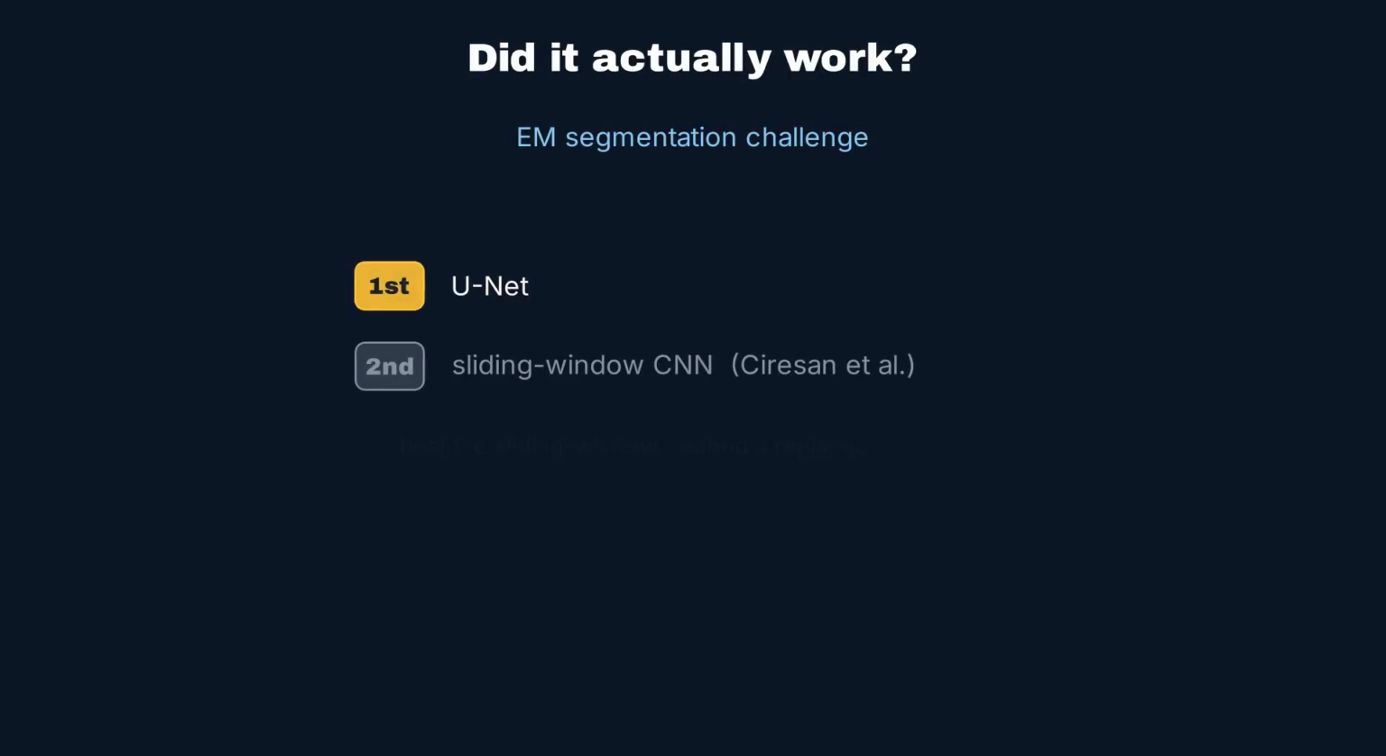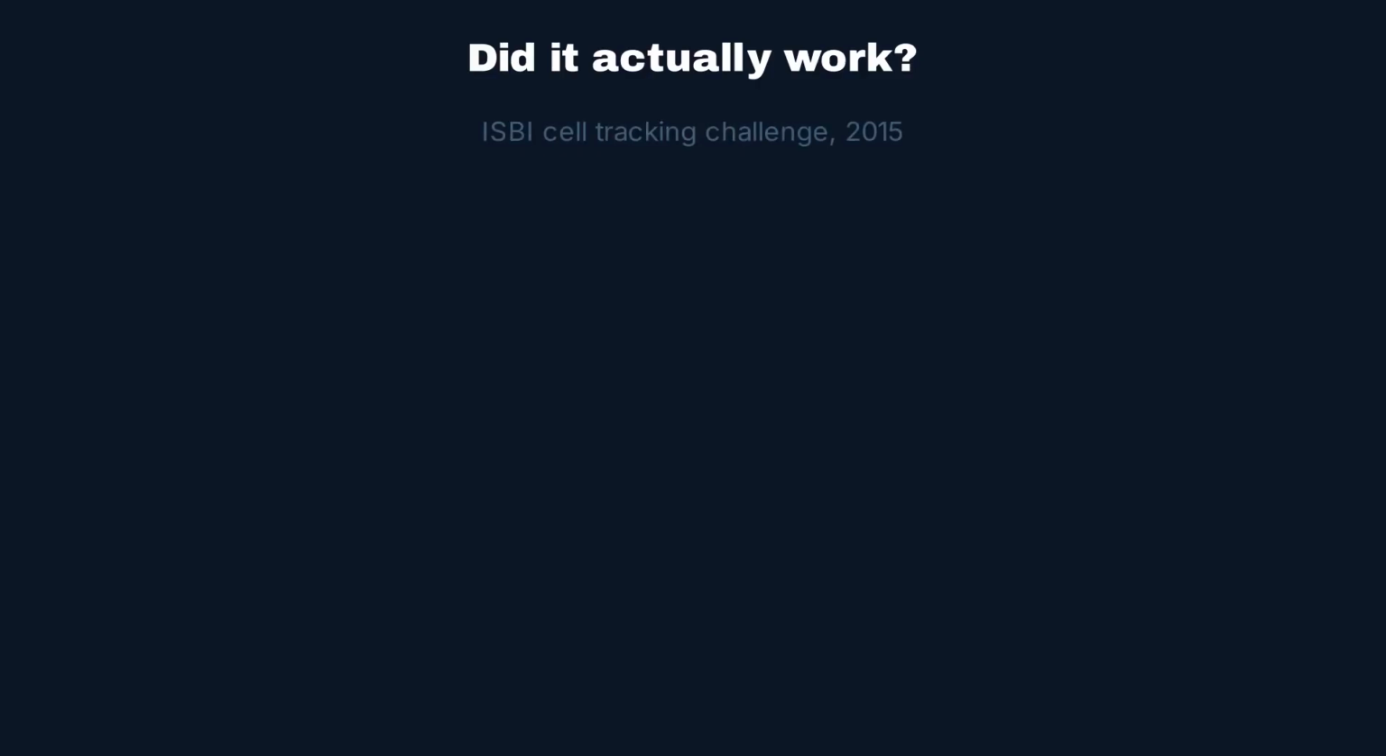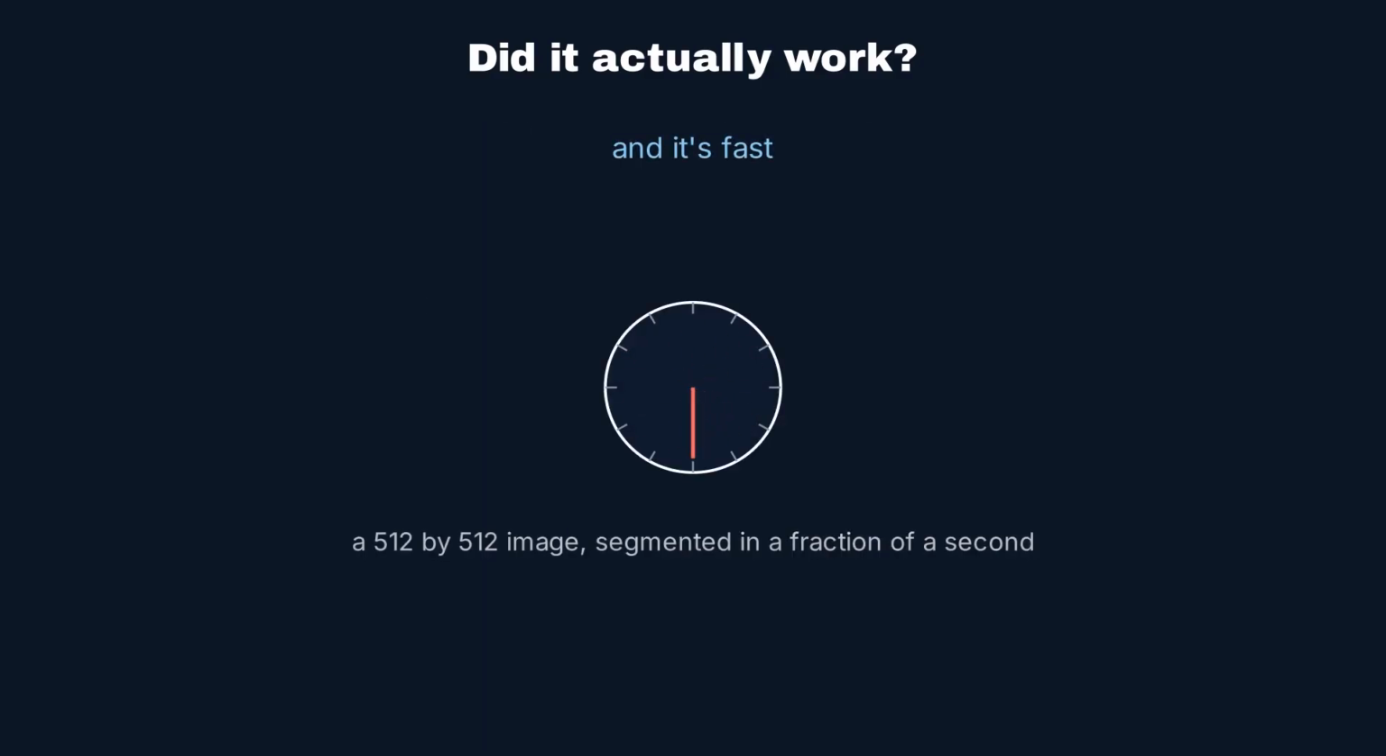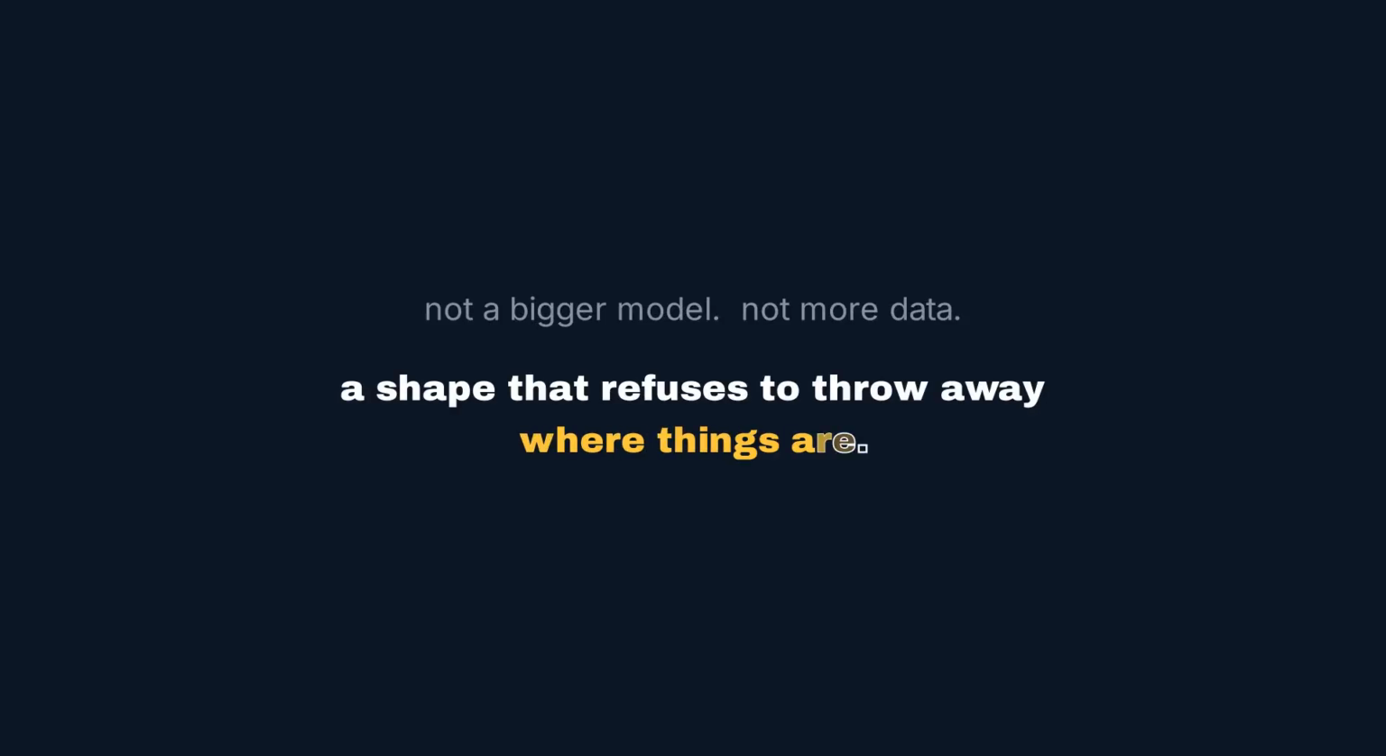Did it actually work? On the electron microscopy segmentation challenge, UNet took first place, beating the sliding window method it replaced. On the 2015 cell tracking challenge, it won 2 datasets by a clear margin, with overlap scores around 92% and 78%. And it was fast, a 512 image segmented in a fraction of a second. The lesson wasn't a bigger model, and it wasn't more data. It was a shape that refuses to throw away where things are.